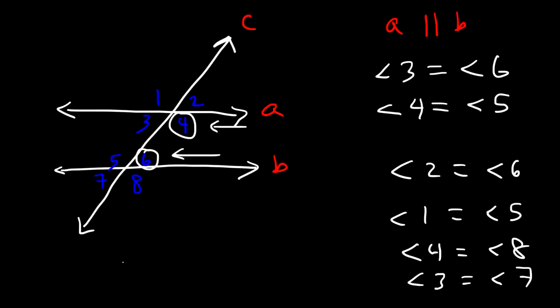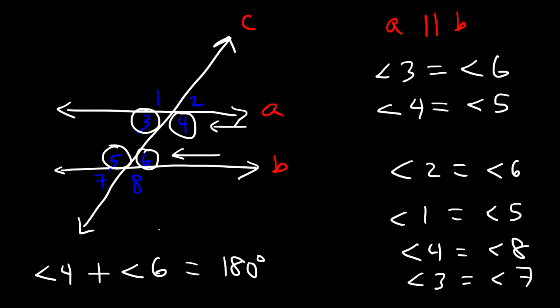Consecutive interior angles, they add up to 180. So basically they're supplementary. So angle 4 plus angle 6 adds up to 180. Angle 3 and angle 5 add up to 180. So they're supplementary.